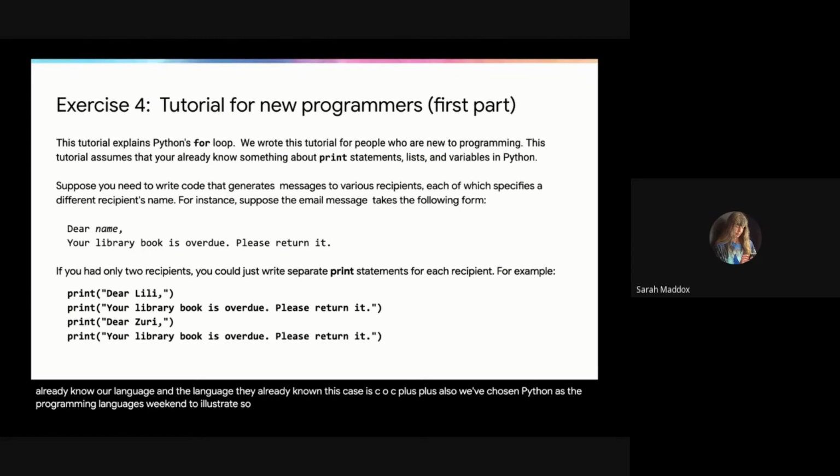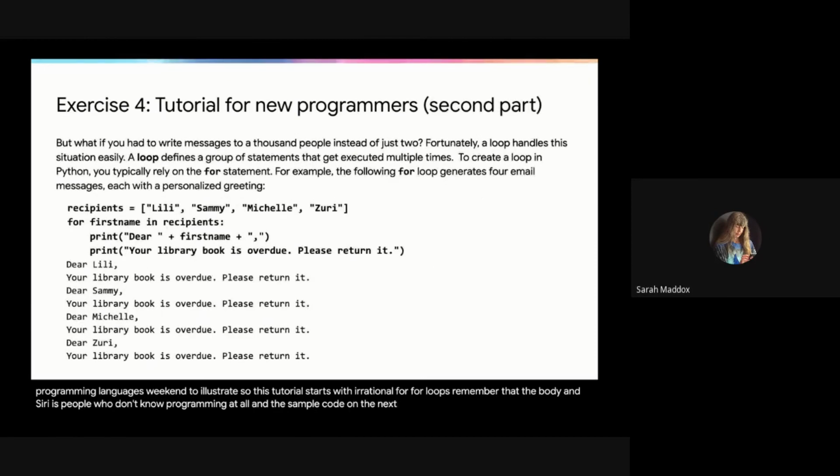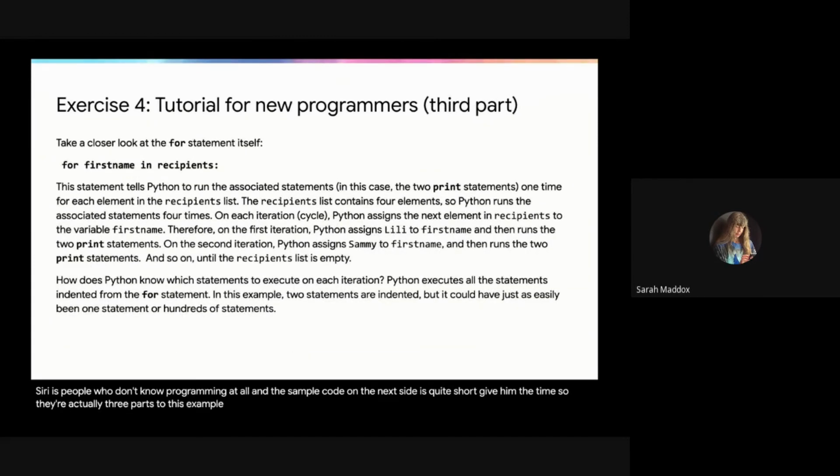So this tutorial starts with a rationale for for loops. Remember that the audience here is people who don't know programming at all. And the sample code on the next slide is quite short. Given the time, there are actually 3 parts to this example, because being new programmers, they need a lot of introduction, a lot of conceptual material. Let your students know that given the time constraints for this class, this actual example is actually quite abbreviated.